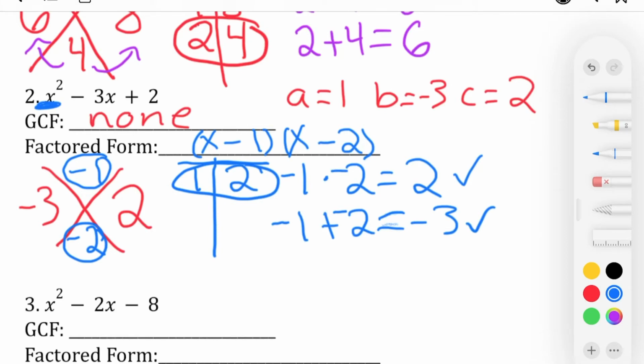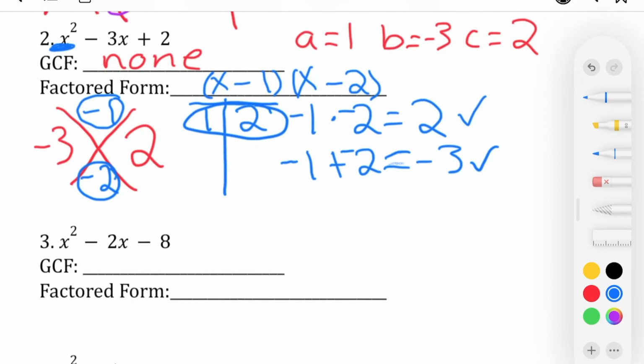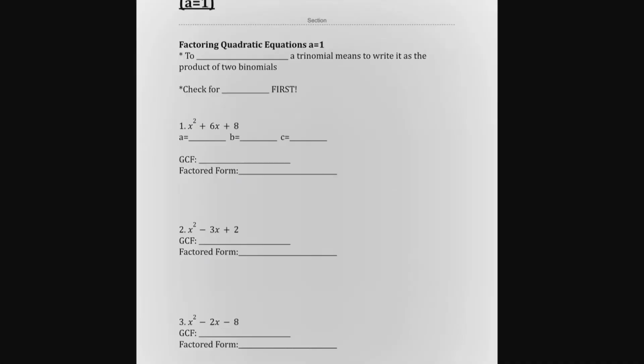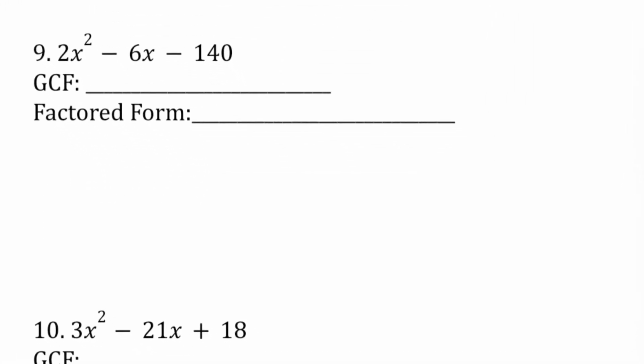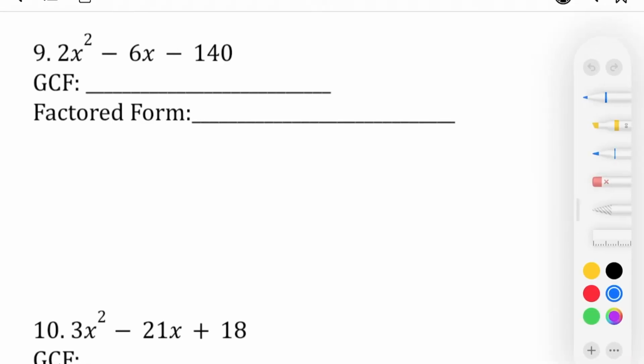Now, what if we did have a greatest common factor involved? So let's go to number 9. Number 9 gives us an example of our a not being 1. So looking at the terms 2x squared, negative 6x, and negative 140, what is our greatest common factor? It is 2. It is not 2x because the negative 140 does not have an x involved.